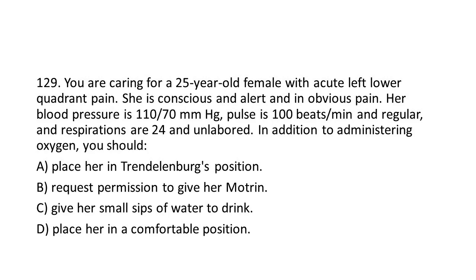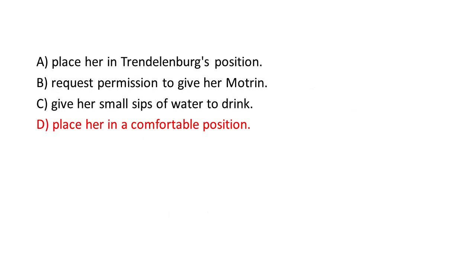129. You are caring for a 25-year-old female with acute left lower quadrant pain. She is conscious and alert and in obvious pain. Her blood pressure is 110/70 mmHg, pulse is 100 beats/min and regular, and respirations are 24 and unlabored. In addition to administering oxygen, you should: A. Place her in Trendelenburg's position. B. Request permission to give her Motrin. C. Give her small sips of water to drink. D. Place her in a comfortable position. The answer is D. Place her in a comfortable position.